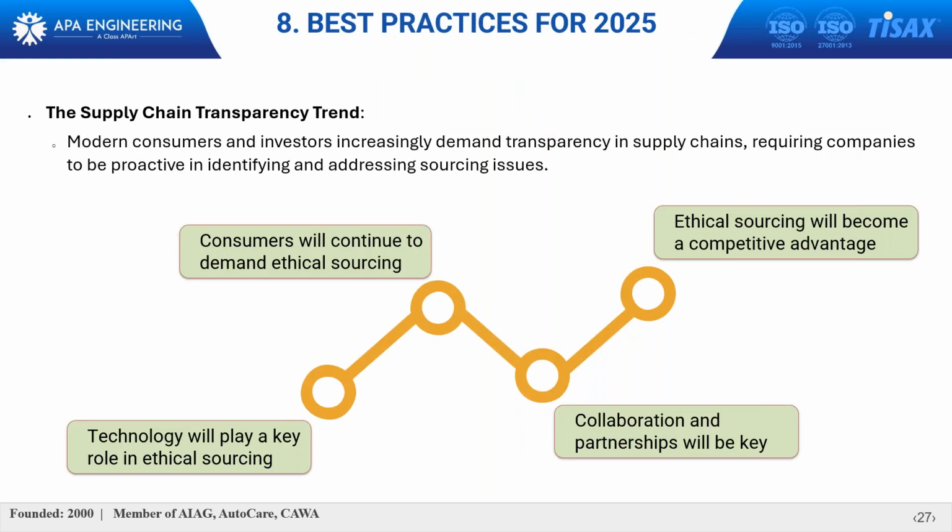Next, best practices for 2025 transparency. Transparency is no longer optional, it's a competitive advantage. Consumers and investors prioritize ethical sourcing. Technology and collaboration will be key drivers to achieving supply chain transparency. Companies that embrace these trends will lead the way in responsible sourcing.